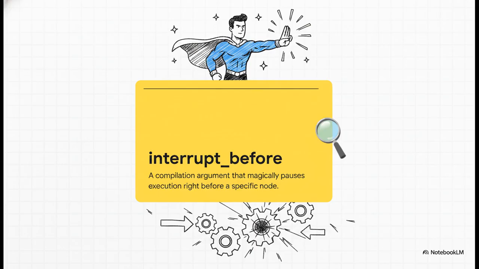To solve this, LangGraph gives us this powerful, almost magical feature called interrupt before. Basically, when you're compiling your graph, you can pass in this argument along with the name of a specific node, like your tools node. It's literally like a hero in a movie snapping their fingers to freeze time right before a disaster strikes. The graph runs perfectly up until that exact node, and then it just stops. It waits there in suspended animation.